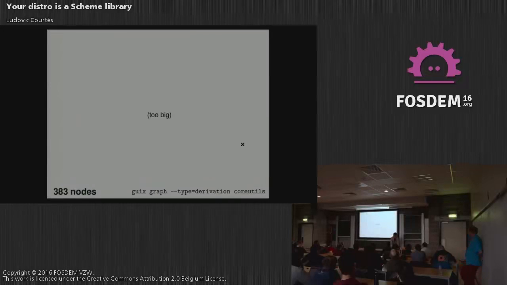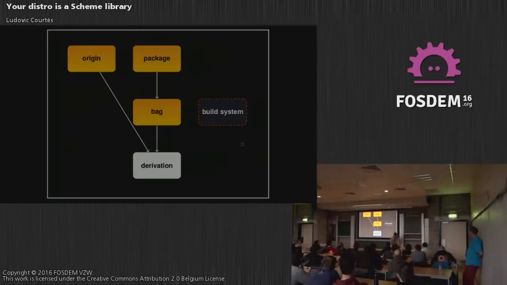Questions? So just to summarize, we have several levels of abstractions. We have packages, bags, and derivations. And we also have other high-level objects that can be compiled into derivations, such as origins.